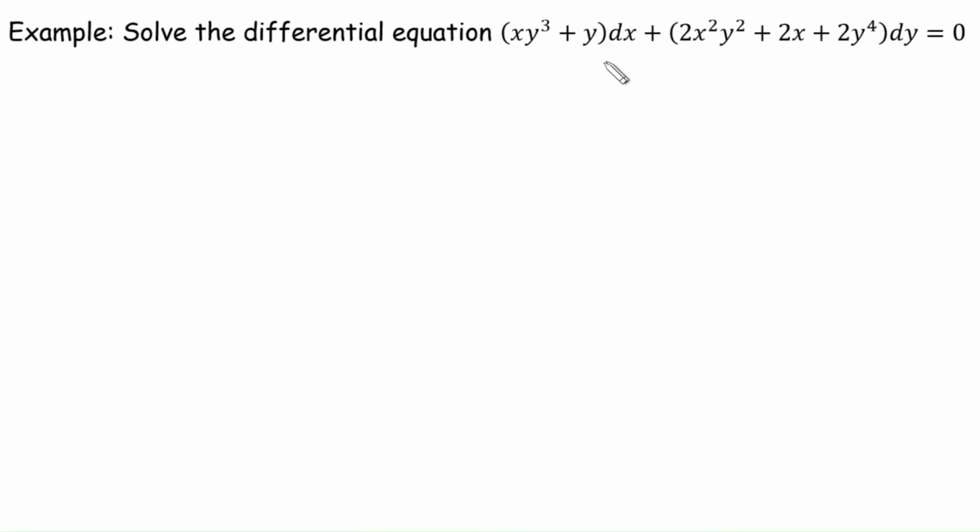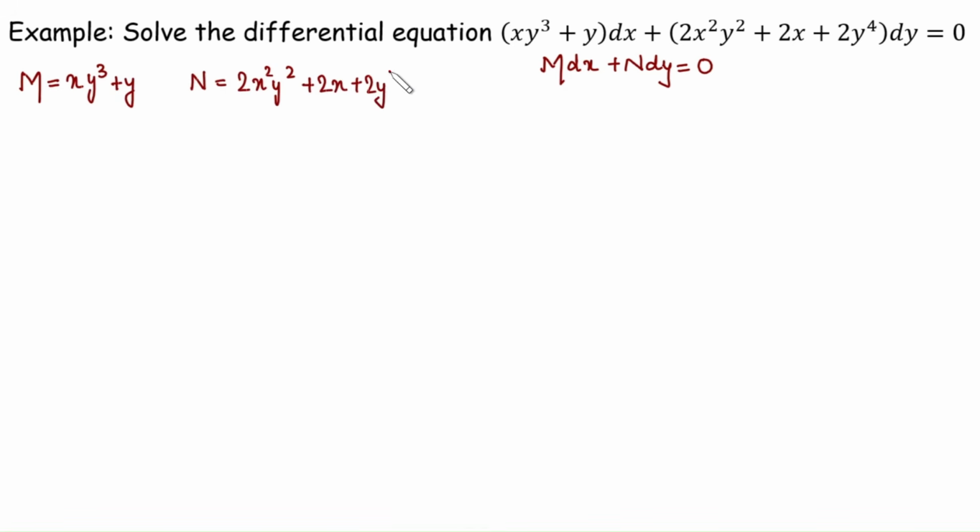Now the next question is to solve this differential equation. The very first step is we need to check whether this is in standard form. Standard form is m dx plus n dy is equal to 0. Comparing the terms, this results in m equal to x y cube plus y and n equal to 2x square y square plus 2x plus 2y raised to power 4.